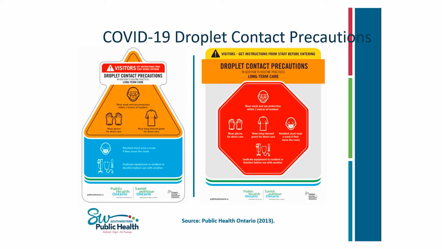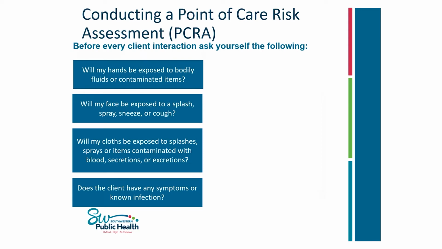So this signage is instructional and used when a client is in isolation under droplet contact precautions, being under those precautions because either they are symptomatic, have had a high-risk COVID exposure, or are a confirmed case of COVID-19. If this signage is present on the door, make sure that you stop and think about the personal protective equipment required for the interaction with the client in the room. And now Leslie's going to talk about point of care risk assessment here.